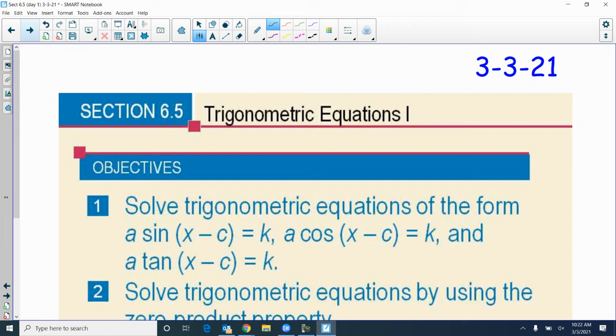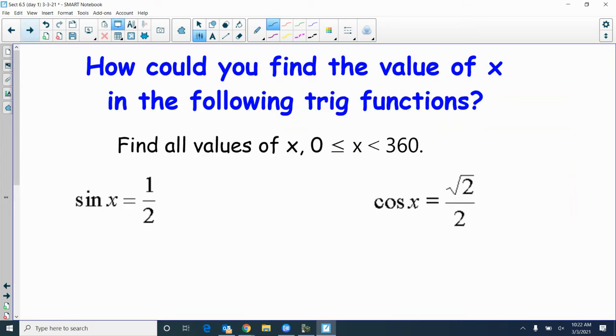Okay, stop here. There's a lot going on in this chapter. We start with identities, and then we move into sum and difference formulas and half angle and double angle. And now we're going to end with solving equations. These are going to be all trig type equations that we're going to solve.